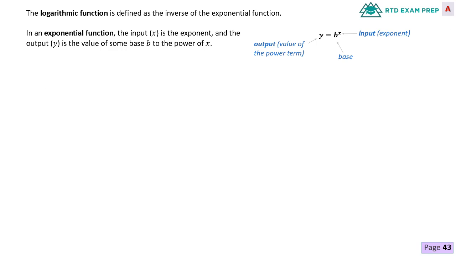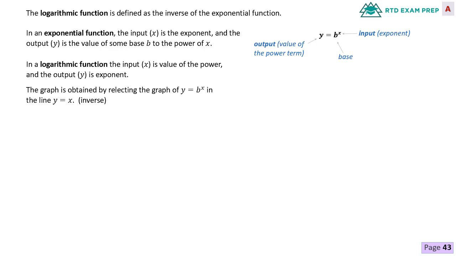Again, the logarithmic function is the inverse of an exponential function. So with an exponential function, we are given as our input the value of the exponent, and our output is the evaluated value of the power. But with a logarithmic function, our input is the evaluated value of a power, and the output is the exponent that had generated it.